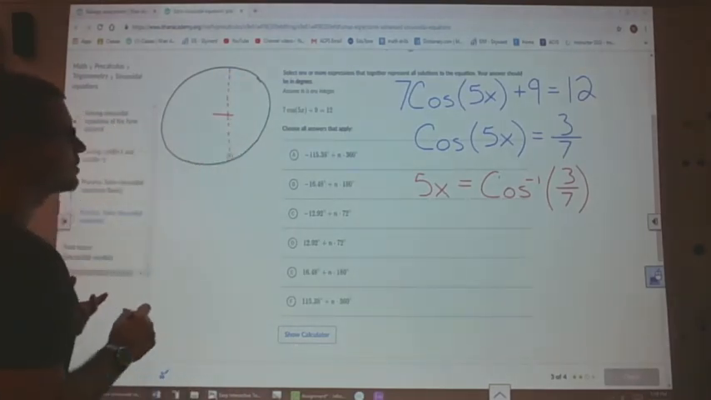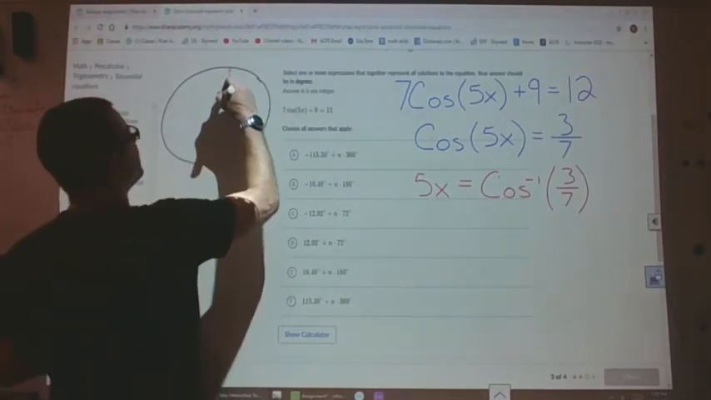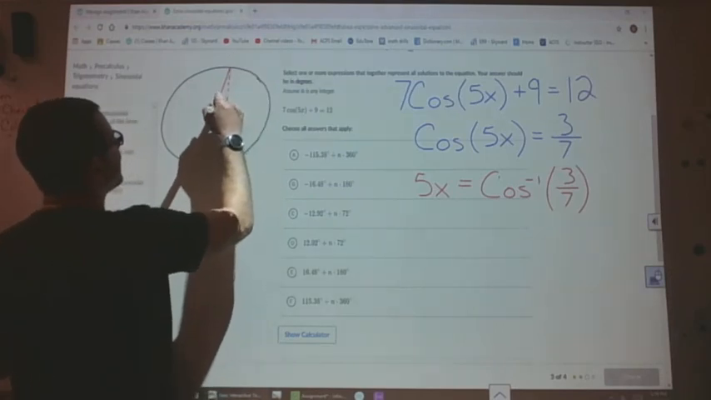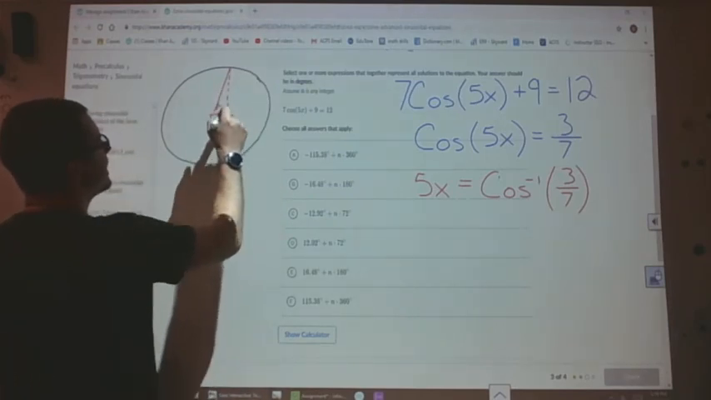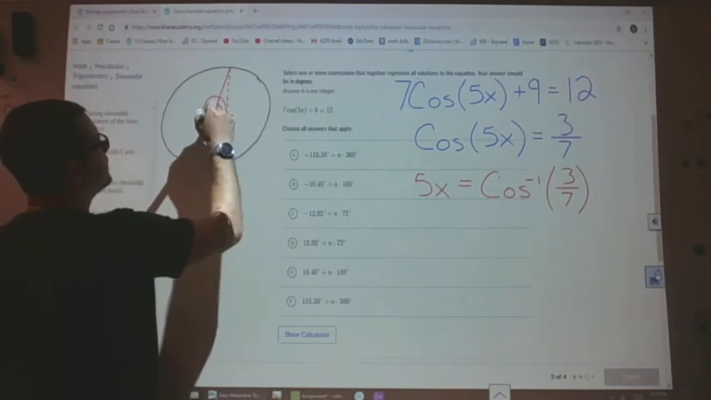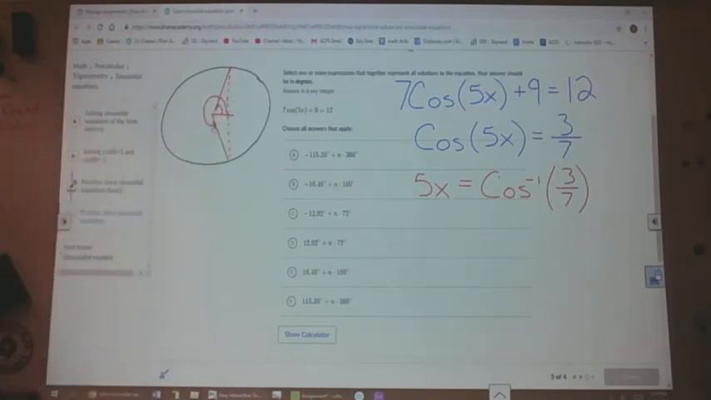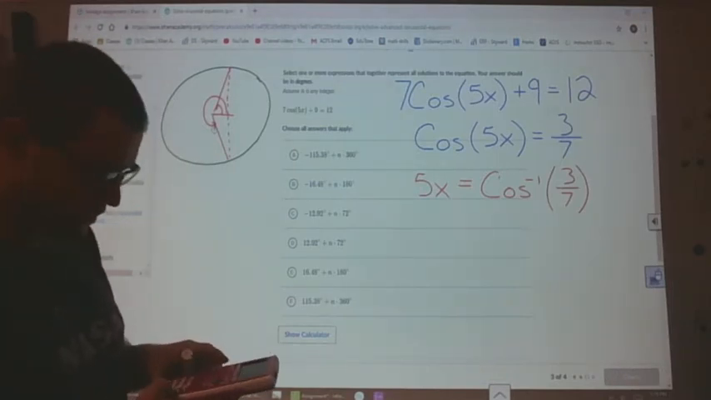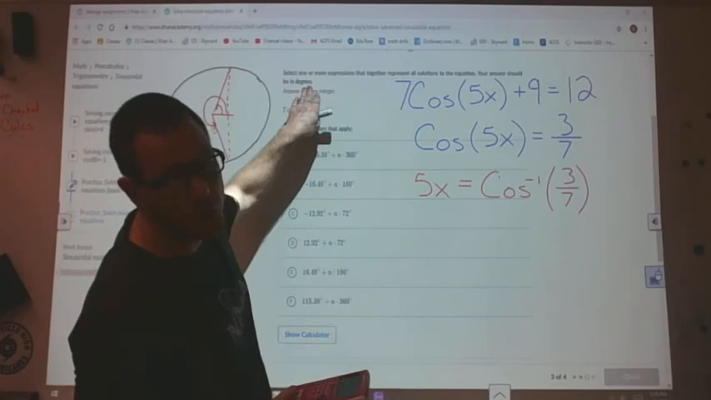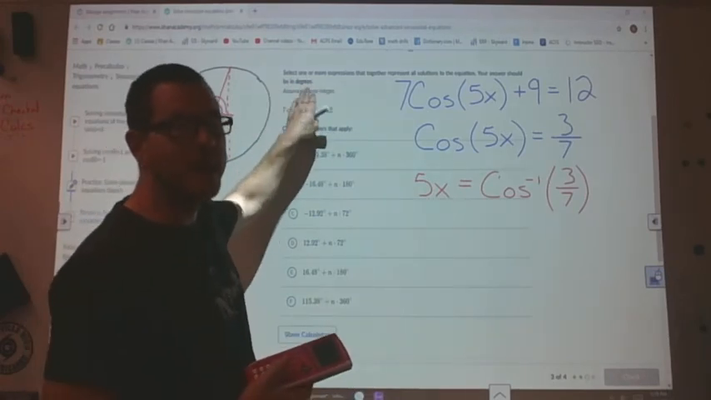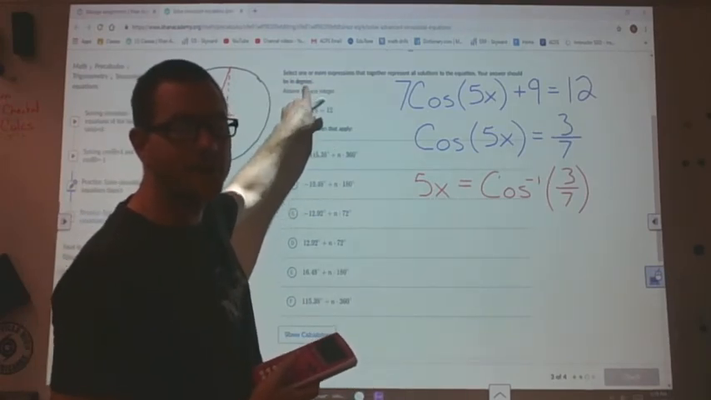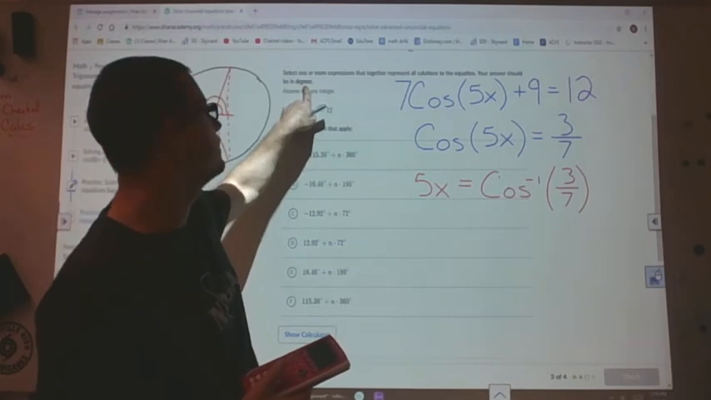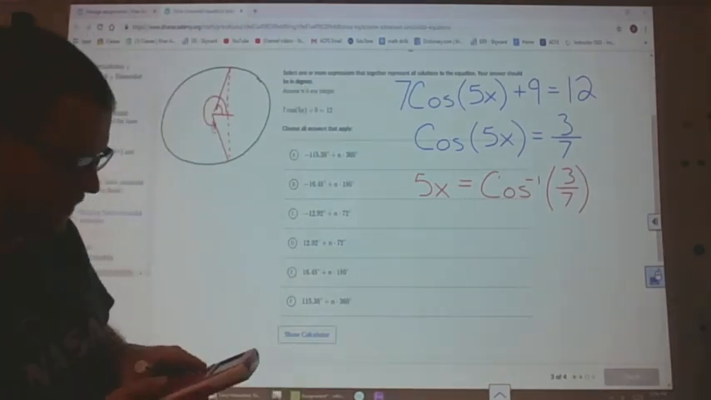So my angles for x would be this and this angle down here. One in the first quadrant, one in the fourth quadrant. So now I do that on my calculator. For the inverse cosine, we've got to go back to degree mode. We're going to make sure we're in the right mode, so we're getting degrees and not radians. Whatever that is, that's what your calculator should be in. So we need to be in degrees.